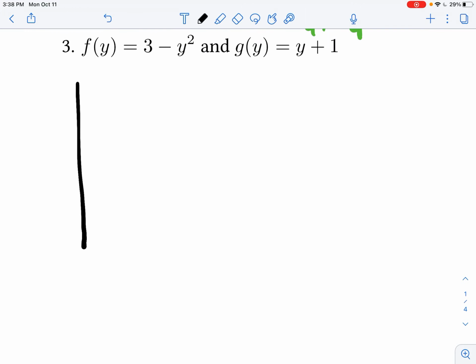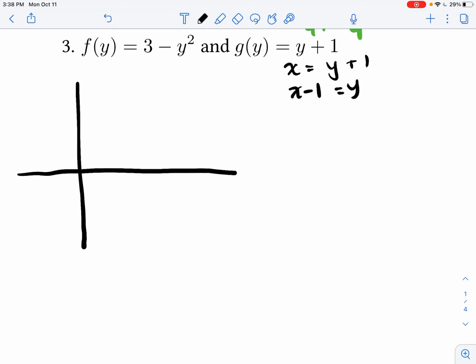Well, if you wanted to, you could rewrite these functions in terms of x. For example, we see that x is equal to y plus 1. You could write this as y is equal to x minus 1, although these are pretty simple that you could probably do without having to do that. 3 minus y squared, hopefully we see that this is just a sideways looking parabola, if you will, with an x-intercept at 3. And so if it's a negative y squared, then your graph should look something like this.